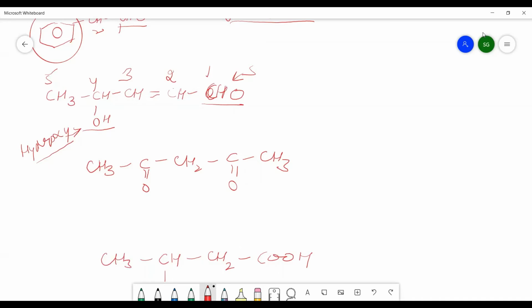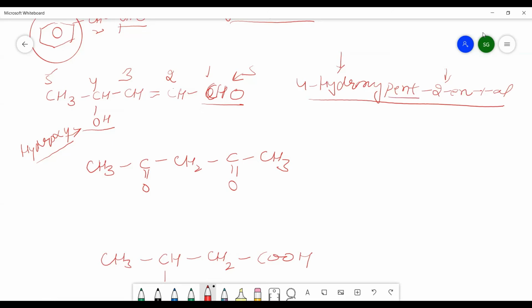So what will be the nomenclature? That will become 4-hydroxy, then 5 carbon atoms. So it will be pent, not pentane, pent. The second position has the double bond, so 2-ene and then 1-al. So that will indicate that the double bond is present at the second position, the OH group is present at the 4th position and CHO will occupy the first position with the 5 carbon atoms.